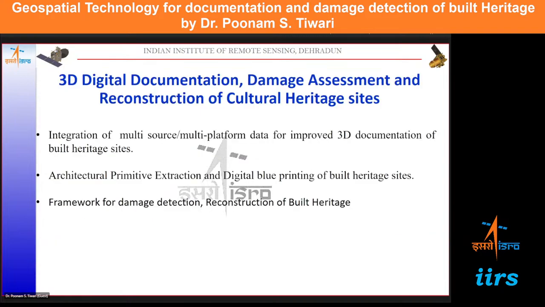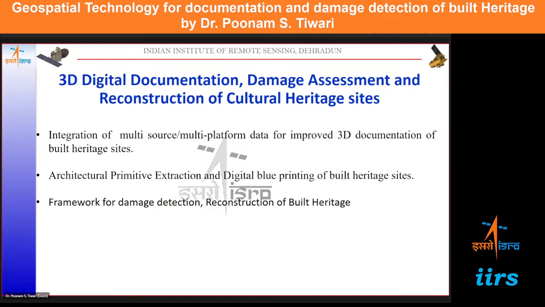So today I'll be talking in detail about some of the work that we have carried out on digital documentation, damage assessment and reconstruction of heritage sites. I will be taking the case example of the Qutub complex, and within the Qutub complex, one or two buildings such as Qutub Minar and some mosque also. Similar types of studies are done on different heritage sites, but to show what challenges we face and how the solutions can be derived, I have taken that case study.